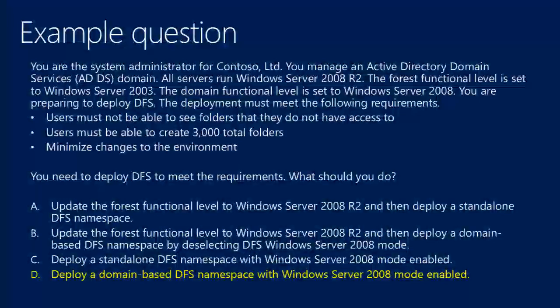Minimize changes to the environment. Always look for the key ones. The key one here is users must not be able to see the folders they do not have access to. That should, ding, ding, ding. That's ABE. And because we talked about it earlier, ABE requires, and you go down to the domain base with the 2008 mode. So this question was kind of 2 pieces, right? Learn the technology so you can answer them, but then also watch for these nuances in the bulleted requirements, because you don't necessarily have to answer all the bullets. You just need to meet the goal.